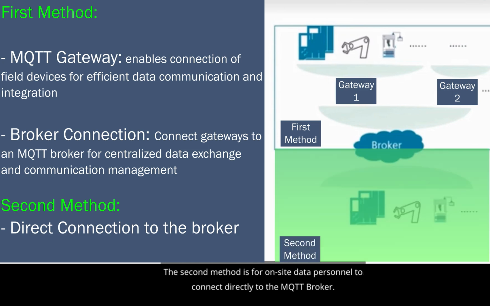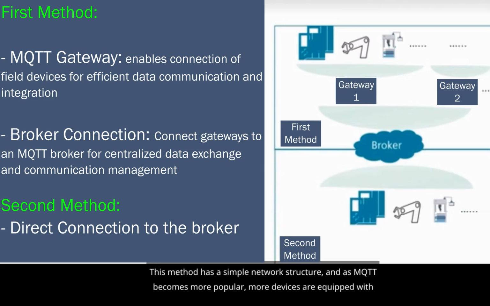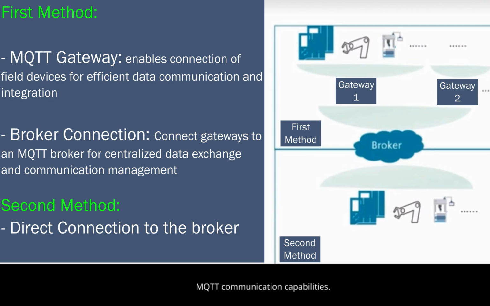The second method is for on-site data personnel to connect directly to the MQTT broker. This method has a simple network structure, and as MQTT becomes more popular, more devices are equipped with MQTT communication capabilities.